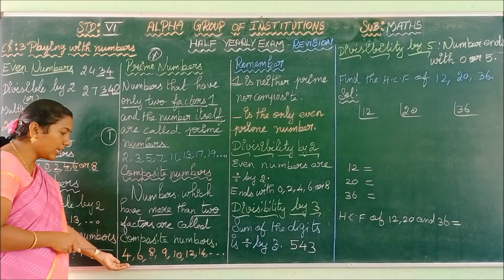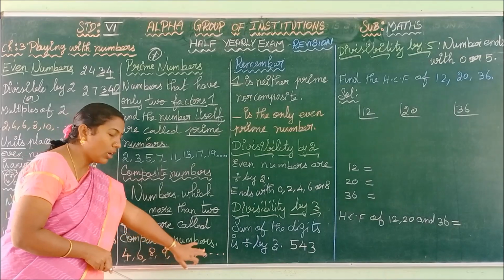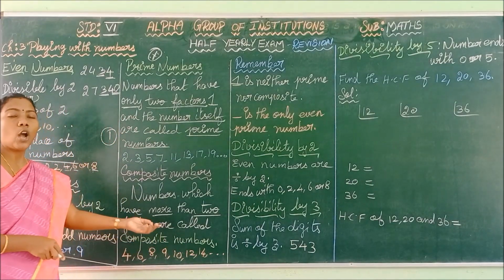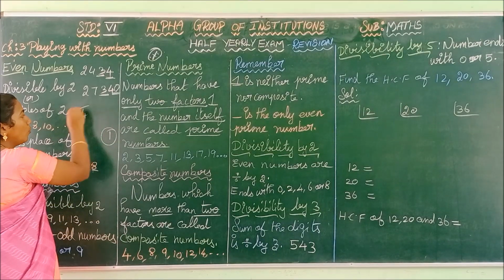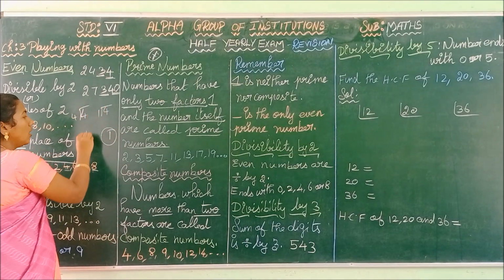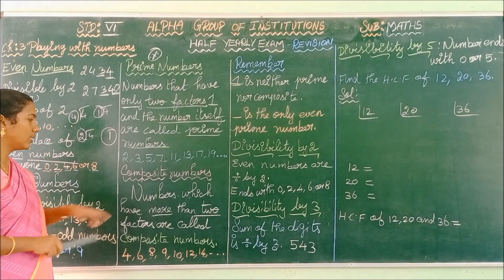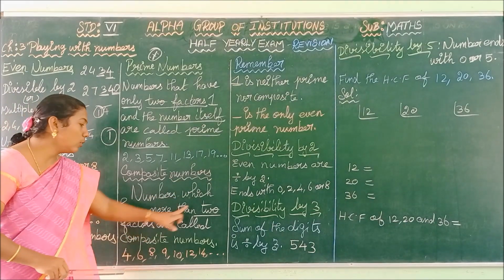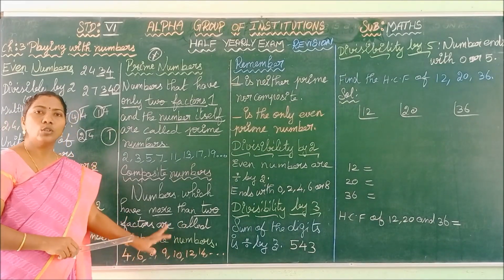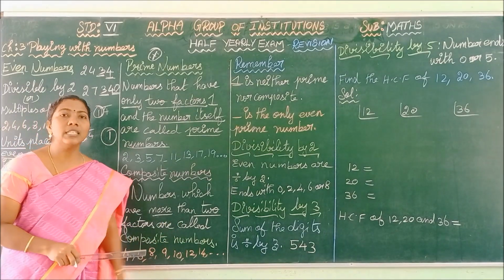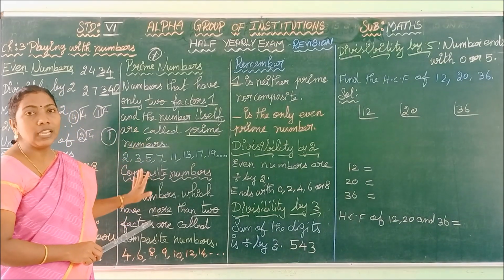See here, these are examples of composite numbers: 4, 6, 8, 9, 10, 12, 14. So we call these numbers composite numbers. Why are we calling these numbers so? Because 4 can be divided by 4, and also by 1, and also it is divisible by 2. So it has 3 factors. So we can say numbers which have more than 2 factors are said to be composite numbers. Similarly, every one of these numbers has more than 2 factors. So we are calling them composite numbers. Remember this concept, children. These are very important concepts.